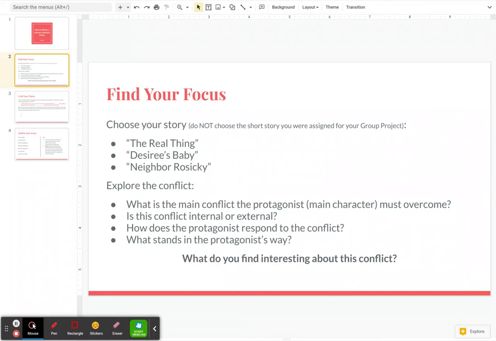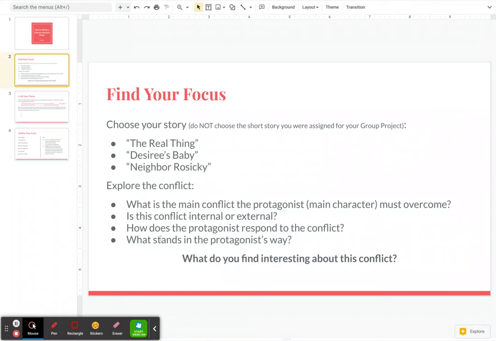And after you've answered them for yourselves, then go on to this last question, which is really the most important one for you to answer when thinking about this paper, which is what do you find interesting about this conflict? So go ahead and take a few minutes and go through these questions and come back when you're done.